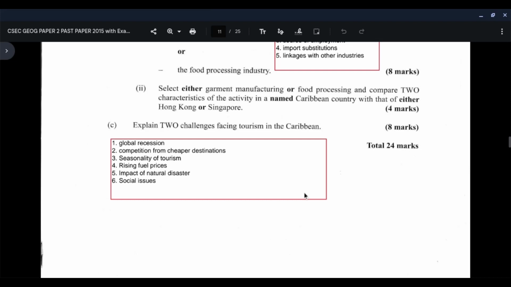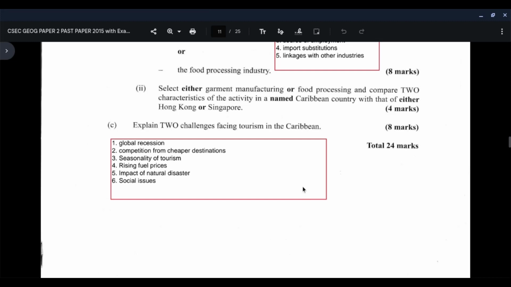Tourism in the Caribbean is seasonal, meaning you will only realize that we have a lot of tourists during the summer period and during the Christmas period, when they're experiencing winter in other countries. Because tourism is seasonal, during the off period you realize that a lot of workers are laid off due to the fact that there are not a lot of tourists in the Caribbean. That's a challenge that the tourism industry is facing.